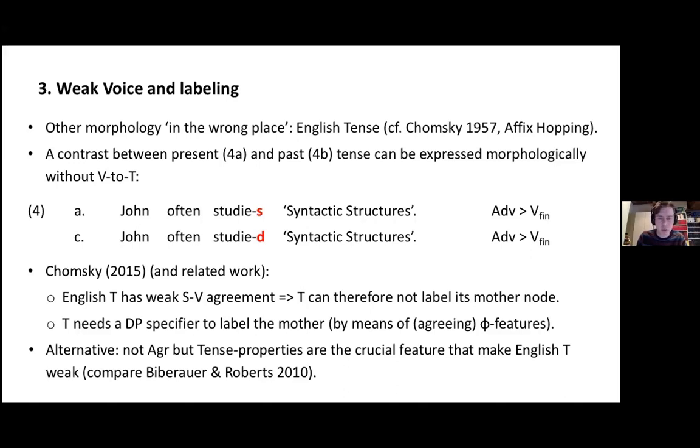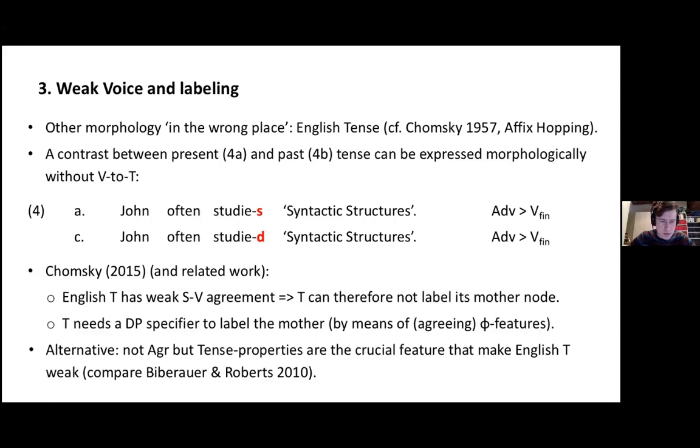Anyway, in more recent work, Chomsky has revisited the nature of English T. He has mainly talked about the weak subject-verb agreement of that head. And he has proposed that T can therefore not label its mother node, and therefore needs a DP specifier to do that, and that gives you subject movement to spec TP or expletive insertion, let's say classical EPP effects.